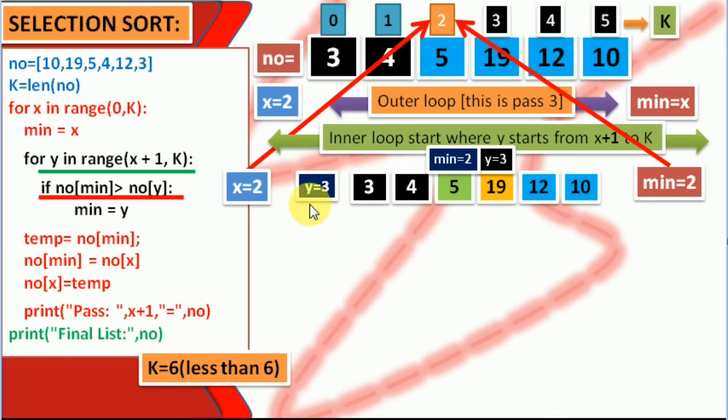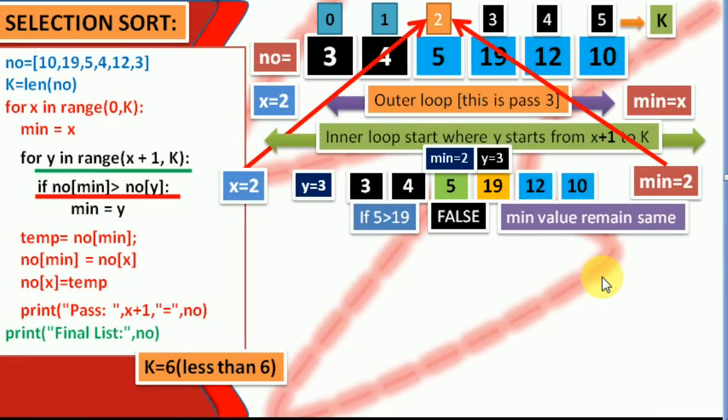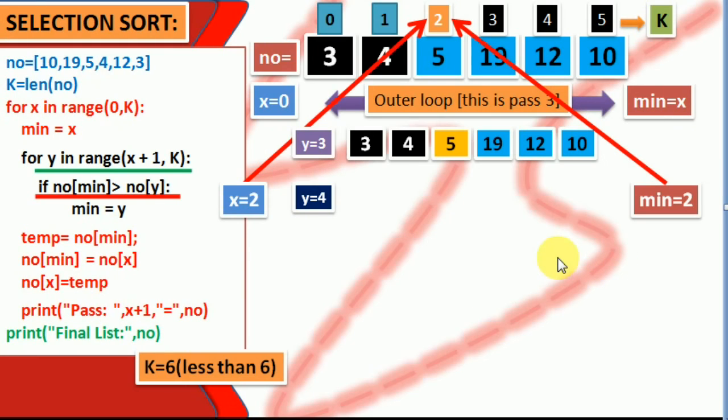So what is the first condition? Is 5 greater than 19? It will say no. So min remains the same. Now the min value remains the same. Now y is 4, x is at 2 and min is at 2. Both values are targeting 2, that is 5.